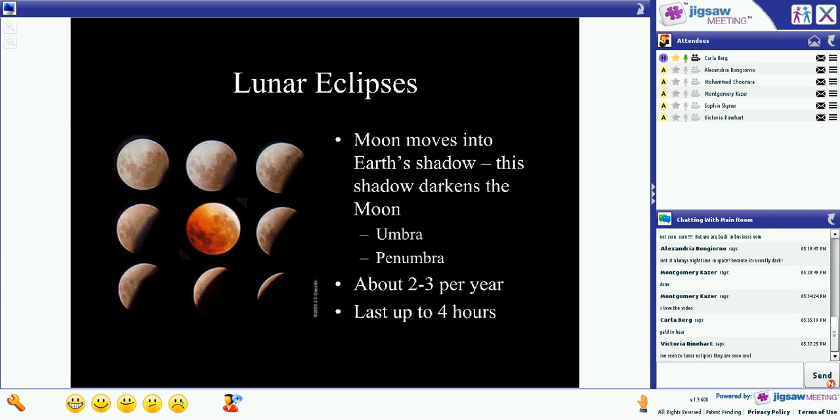Now, while I have never seen a complete solar eclipse, I have seen lunar eclipses. Go ahead and make a little smiley face next to your name if you have seen lunar eclipses before. Even a partial one. Victoria says she has. Mohammed has. They are definitely very cool, and if you go into Google or whatever search engine you want to use, and type in lunar eclipse and where you live, it will tell you when the next lunar eclipse in your area is going to be.